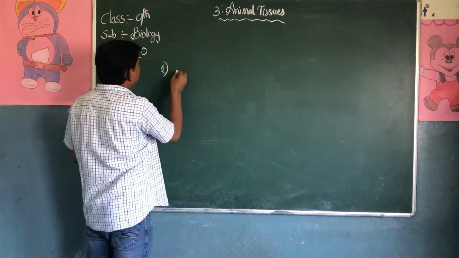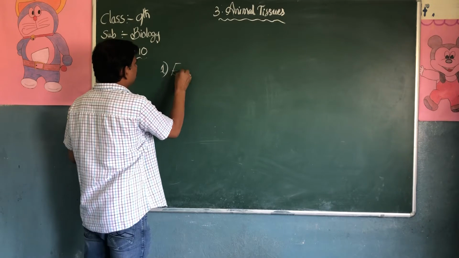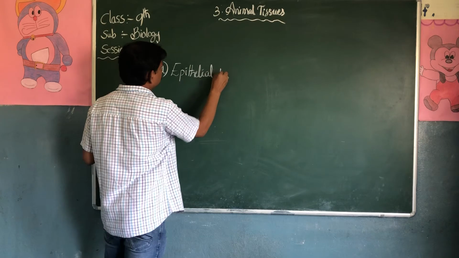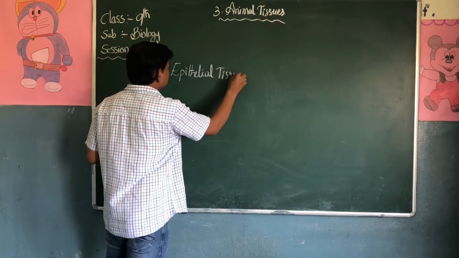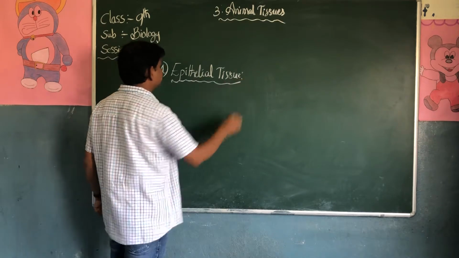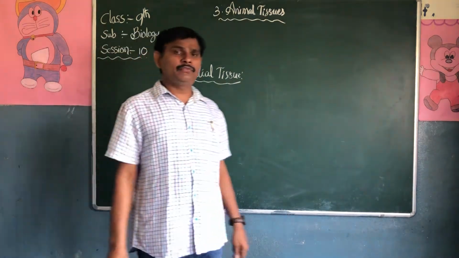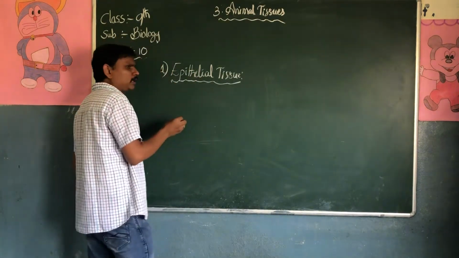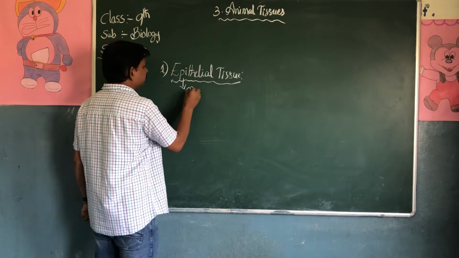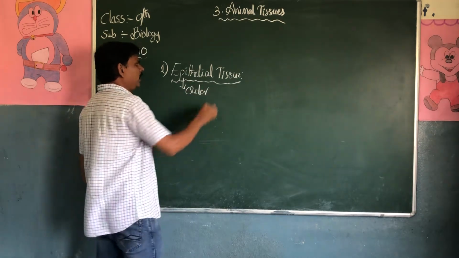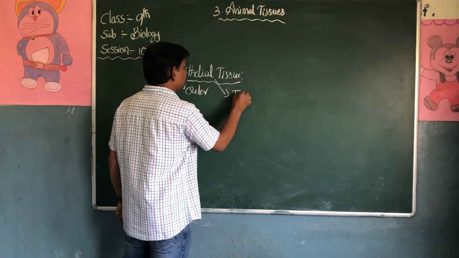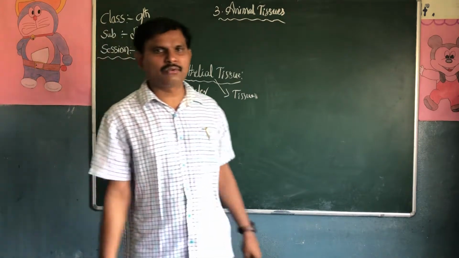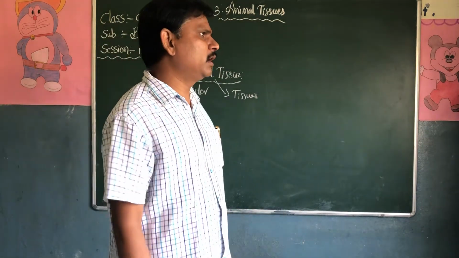The first one is epithelial tissue. What is epithelial? Epi means outer. Thelial means tissue. So the meaning of epithelial is outer tissue, outer layer.